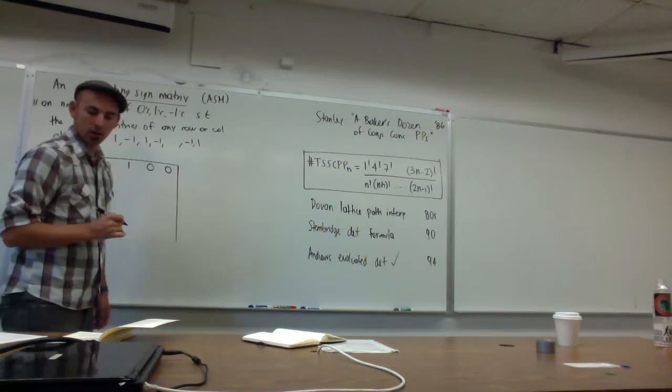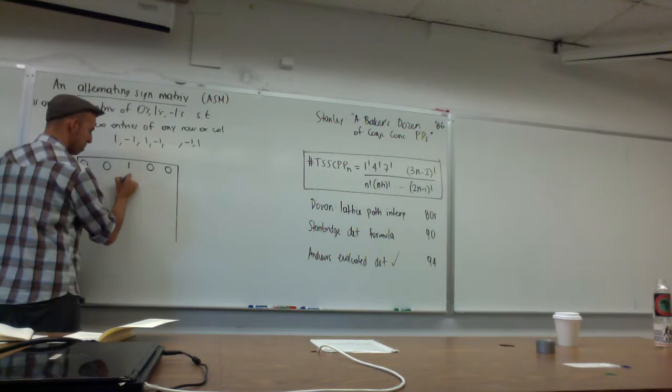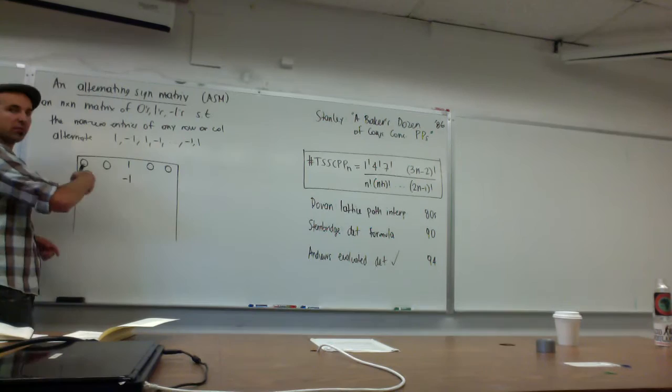Okay, so in the next row, now I'm going to be able to put a -1, for example, because this column needs to go 1, -1, 1, -1. I could, for example, put a -1 here. But if I want to have a -1 there, then I have to have a 1 to the left and to the right.